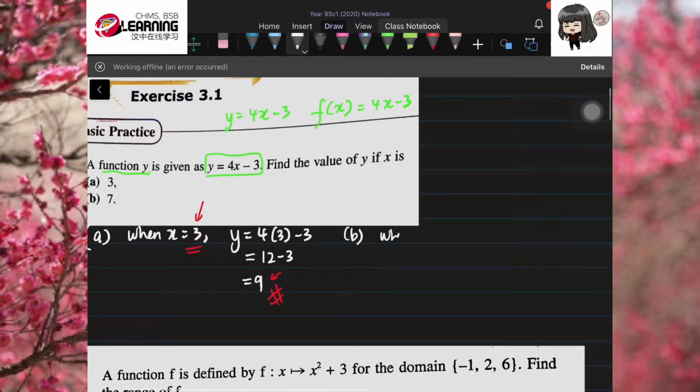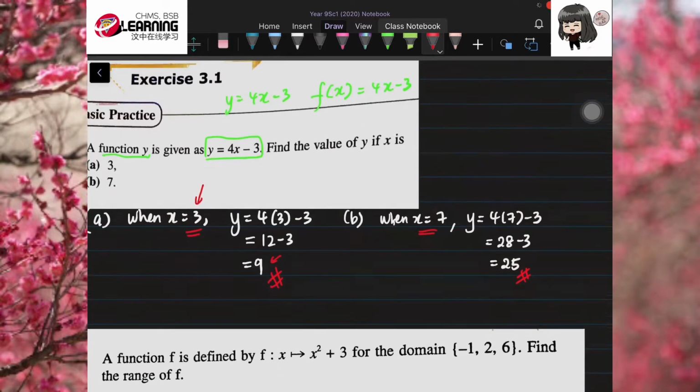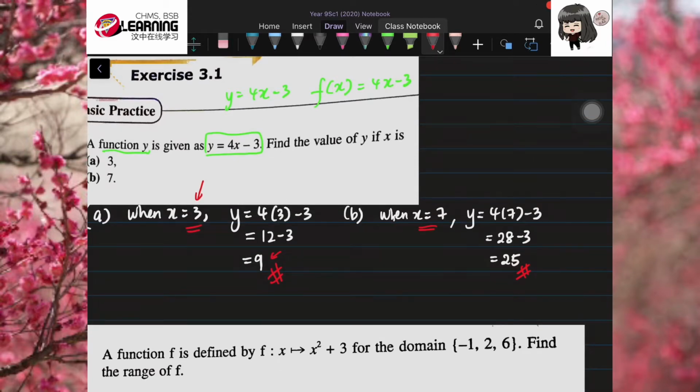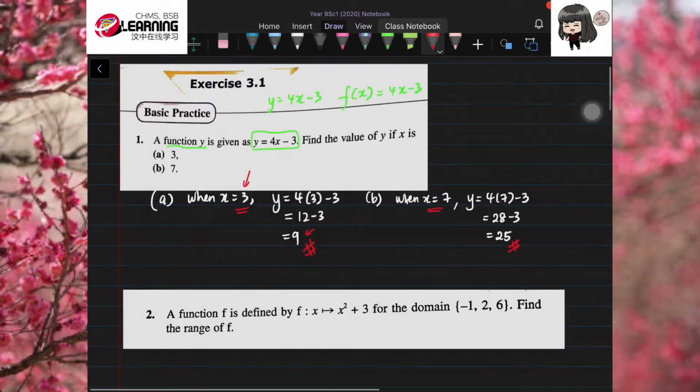Part B. When x is 7, we can find our y. We substitute 7 into the x, and it will generate an answer, which is your output, and it's 25. When x equals 7, your y is 25. So your object is 7, and the image of object 7 is 25.